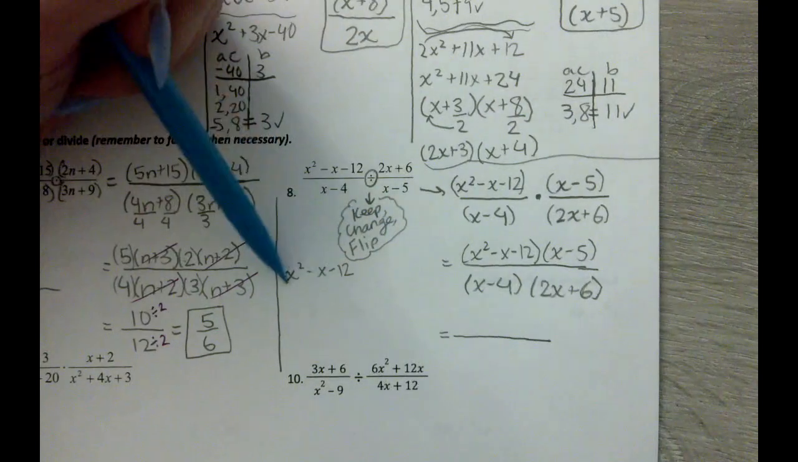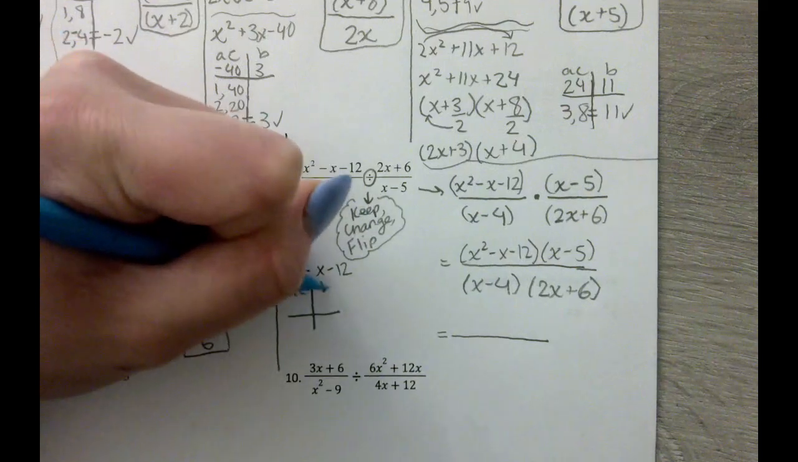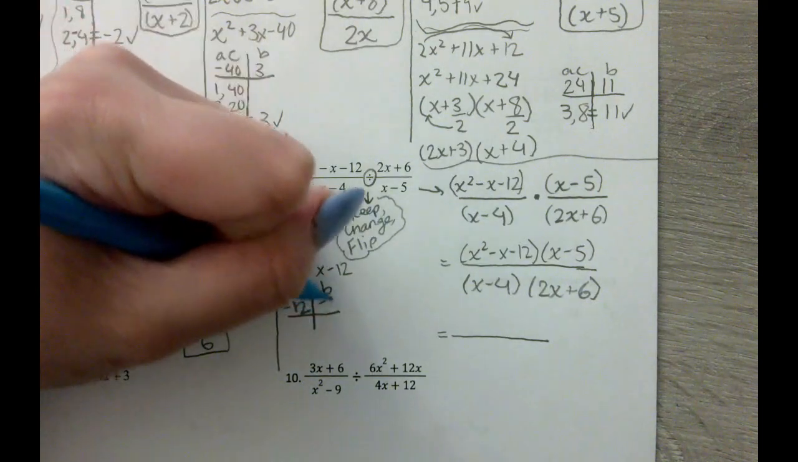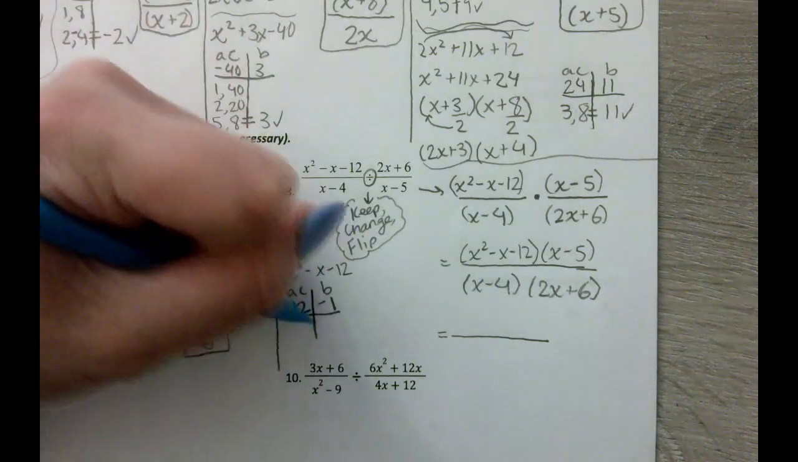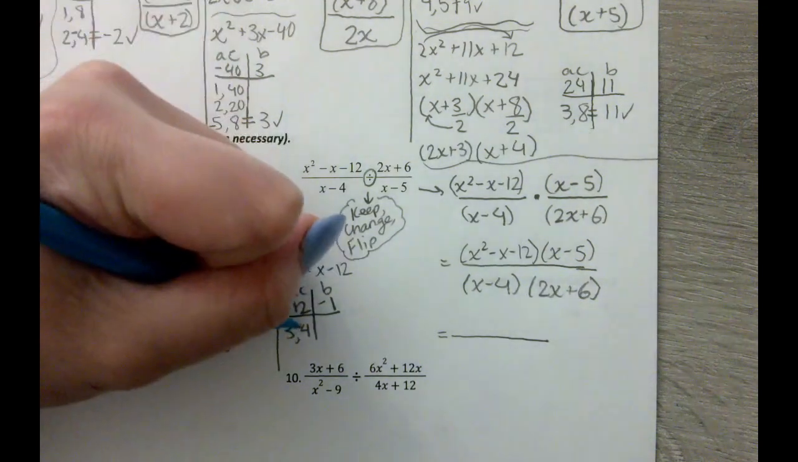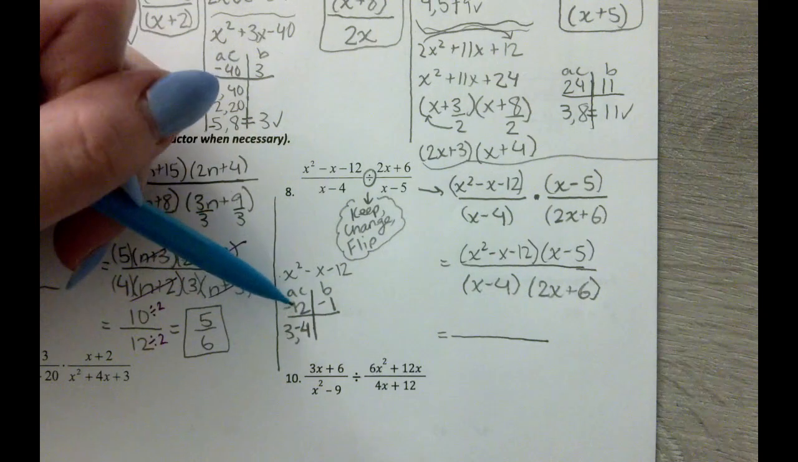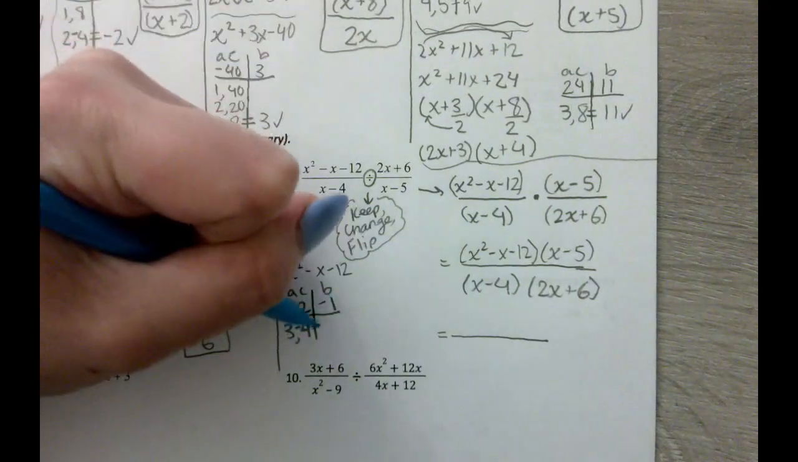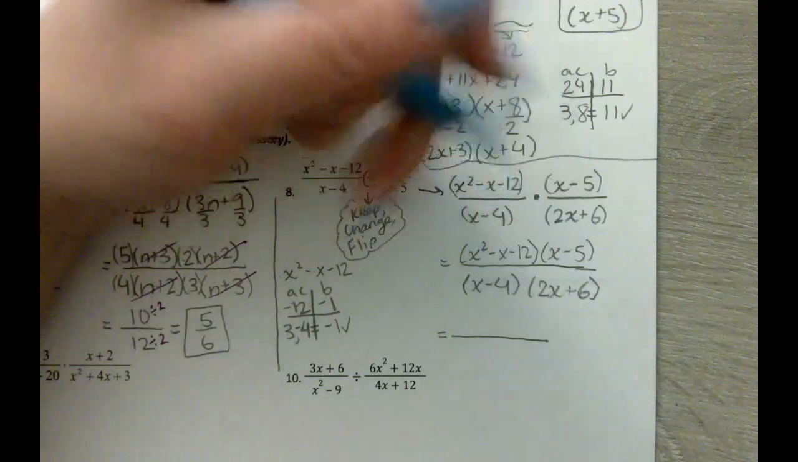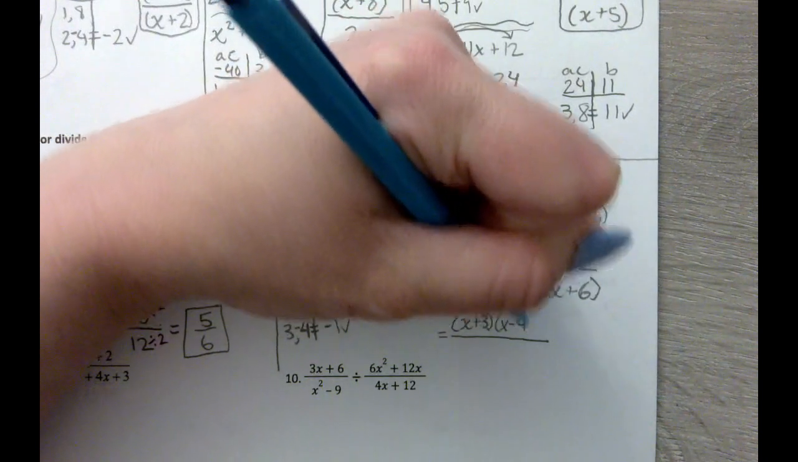It's a trinomial, 3 terms, no number in front, so we just need an ACB chart. A is 1, C is negative 12, B is negative 1. Let's go with 3 and 4. They are 1 apart. To get a negative 1, the 4 has to have the negative on it. 3 times negative 4 is negative 12. 3 minus 4 is negative 1, which is what we needed. So, my factors for that trinomial: x plus 3, x minus 4.